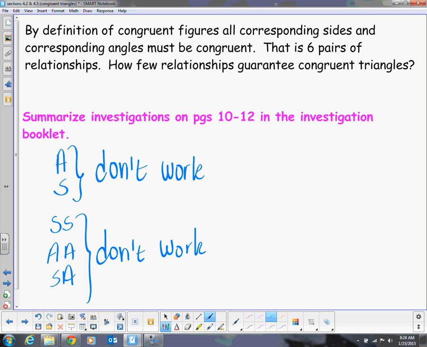So I am doing a congruent triangle unit here. And the book is definitely a supplement. You've got 3 worksheets coming up. So single angle, single side don't work. Side, side, angle, angle, side, angle don't work. Then we got into combos of 3 letters. And then we started to get results.